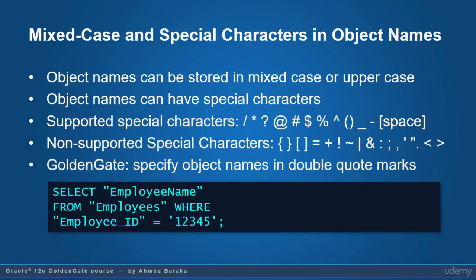As a general rule, to avoid any issue that could happen because of the mixed case in the object name, always specify the object names in Golden Gate with double quote marks, as shown in the example in the slide.